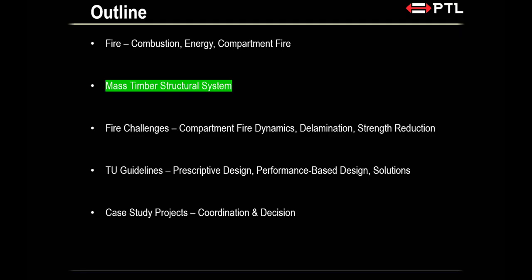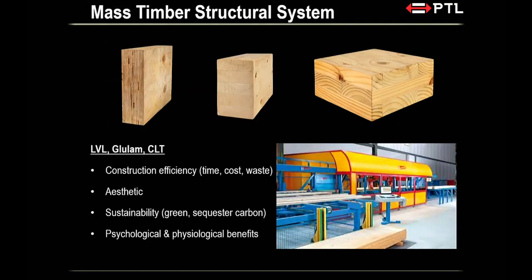But we're going to go in and just have a quick look at the mass timber structural system. So what do we have? We have LVL, glulam, CLT, different members of this mass timber family. We have CNC machines, computerized numerical control machines, that allow us to produce mass timber elements in a very timely, cost-effective way and reduce the amount of waste we have.